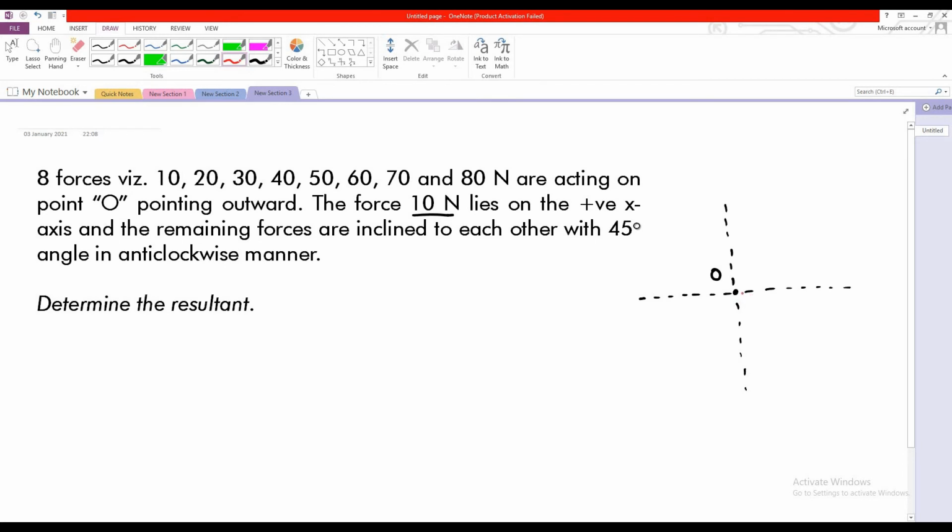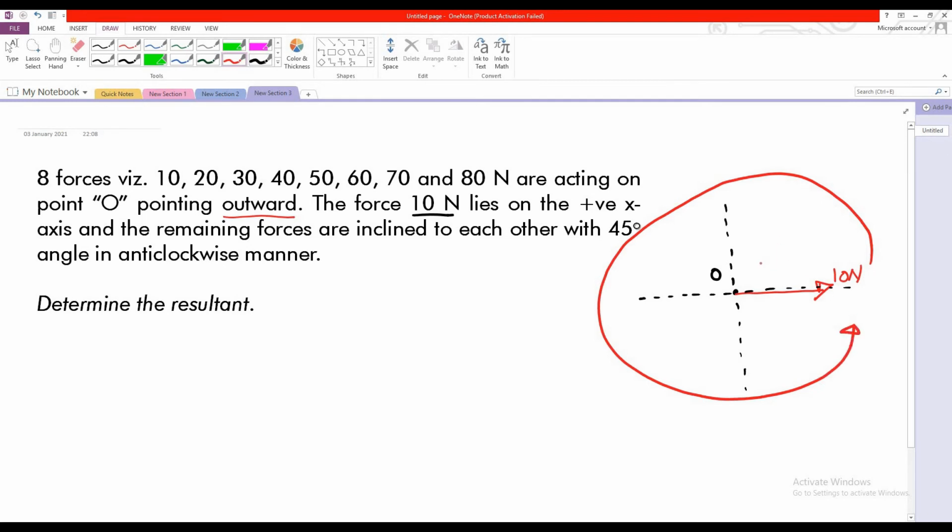See, first of all, what we are given, that there is this 10 Newton force lying on positive x axis and its arrow should be outward because it is given pointing outward, and the remaining forces are inclined to each other with 45-degree angle in anti-clockwise manner. Means, for example, if this is this 10 Newton force, then the remaining forces are in such position that they go in an anti-clockwise way, making angle of 45-degree with each other.